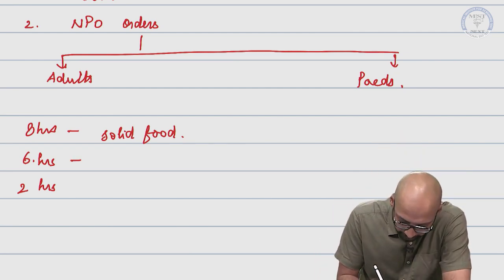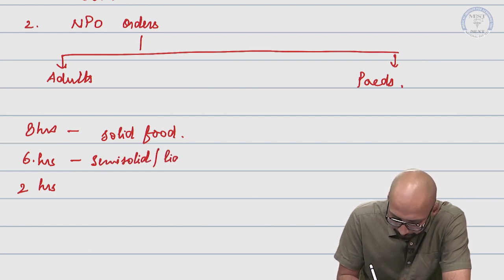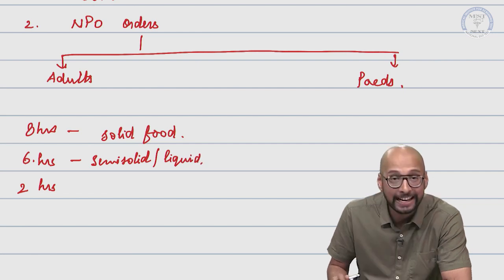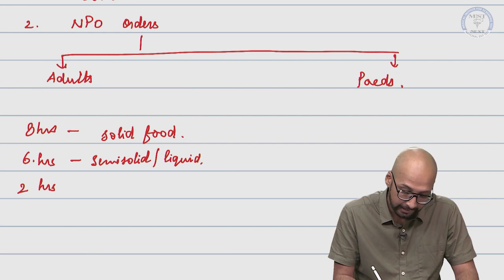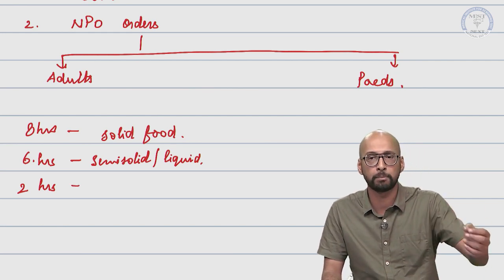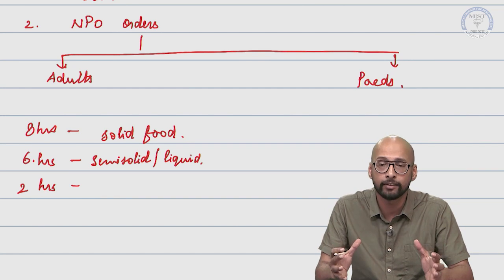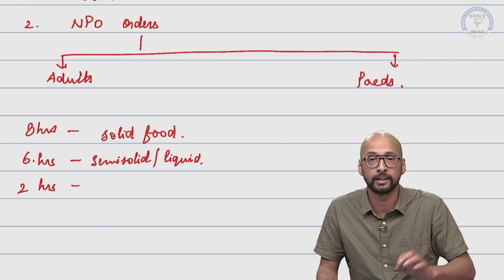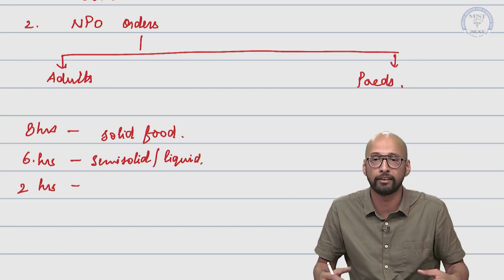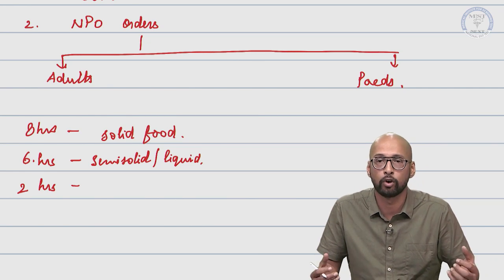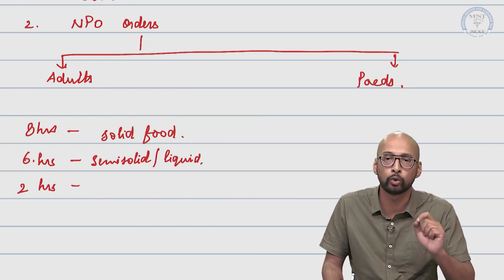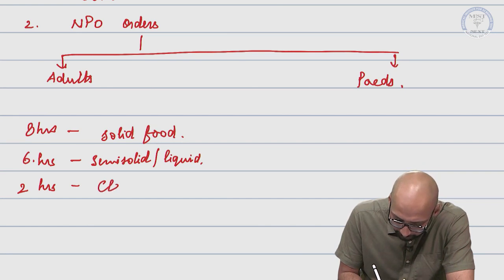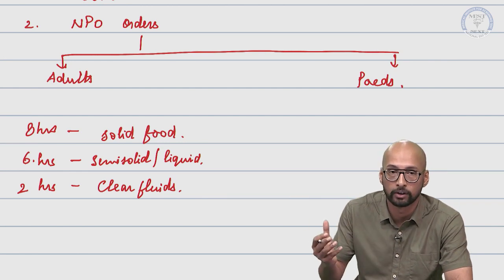Then we move on to 6 hours: semi-solid food or liquid. The patient can have these only up till 6 hours. Liquid in this scenario is any kind of juice the patient is taking, or any kind of additive flavored juice present in the market. Patient can take those up to 6 hours. Now if the patient says, I just want to have clear fluids like coconut water, those come under the 2 hours guideline. So 2 hours for clear fluids like water or coconut water, right?